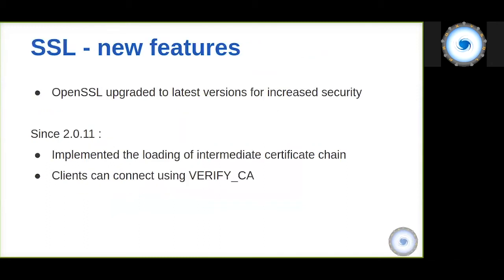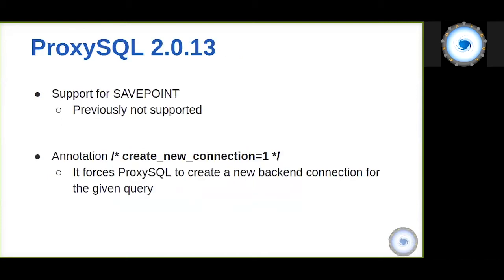Then about SSL, we performed an upgrade of OpenSSL, and also we implemented the loading of the intermediary certificate chain. This allows clients to connect to ProxySQL using the verify CA flags. Also, in ProxySQL 2.0.13, we finally implemented SAVEPOINT. So transactions were always supported in ProxySQL, but SAVEPOINT was not implemented until version 2.0.13.